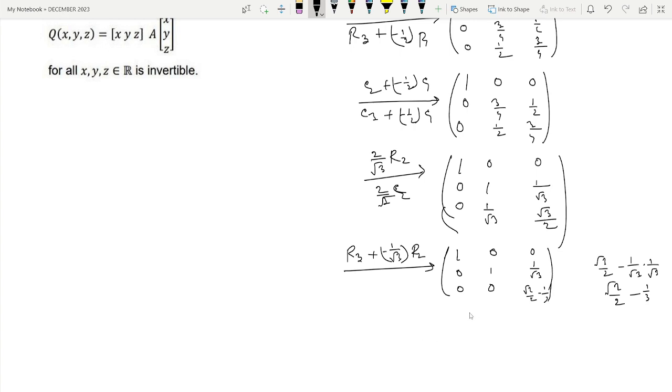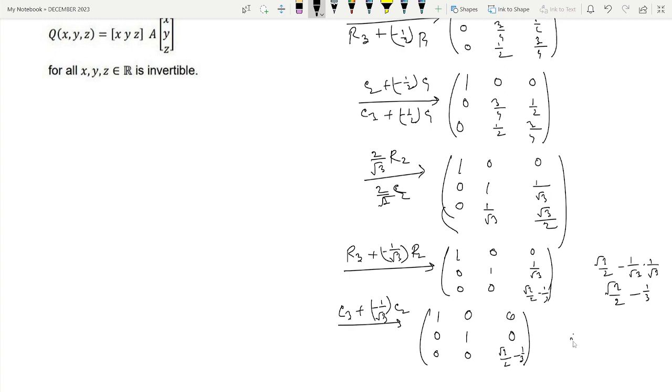Then the same operation for the column. It will be C3 plus minus 1 by root 3 C2, and then it will be 1 0 0. Second column is unchanged, 0 1 0. For the third column, this is 0 0, and this element will be what? This will also be the same, root 3 by 2 minus 1 by 3.